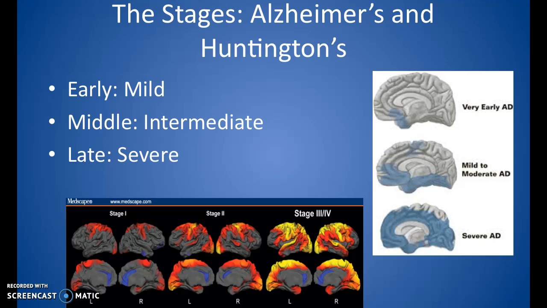Both Alzheimer's and Huntington's disease typically progress slowly in 3 general stages: mild or early stage, moderate or middle stage, and severe or late stage. As you can see in the picture on the left, Huntington's disease affects different parts of the brain and it spreads over time, as in Alzheimer's disease, which starts in one part and spreads.